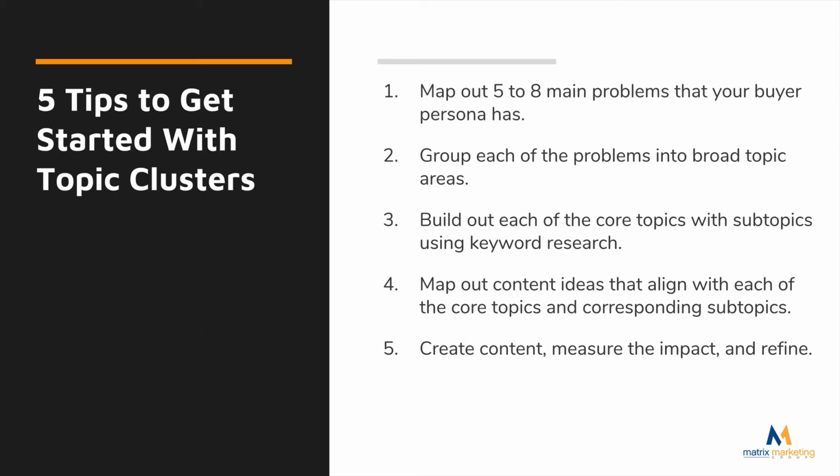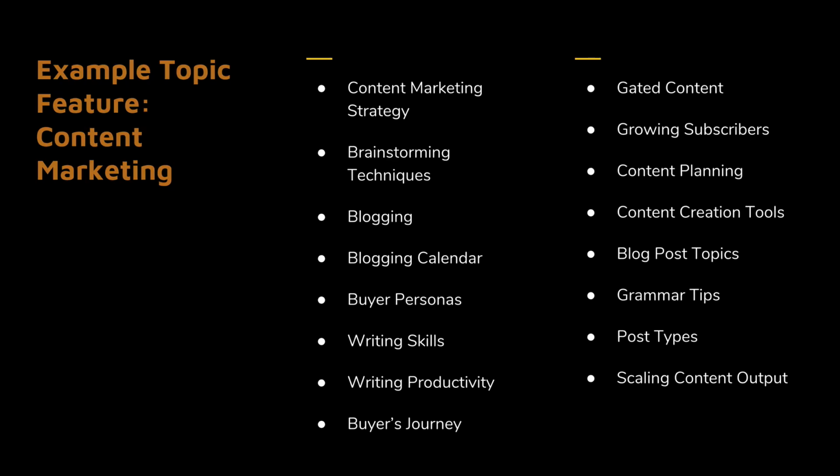Group each of the problems into broad topic areas. Build out each of the core topics with subtopics using keyword research. And I use SEMrush, MozPro, HubSpot's keyword tool as well as Google's. And map out content ideas that align with each of these core topics and corresponding subtopics. And finally, create content and measure the impact and refine from there. I've listed some examples of subtopics to build off in a pillar page for content marketing.